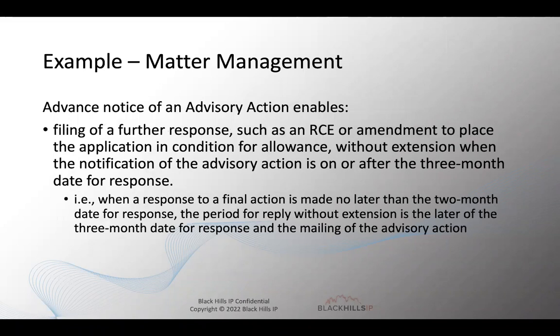So in advance notice of an advisory action, what's interesting there is if you file a response by your 2-month date after a final office action, the period for reply without extension extends until the later of the 3-month date, or when you receive an advisory action. So if you don't receive an advisory action until after the 3-month date, the notification of an advisory action that's going to be coming before it's mailed to you can allow you to quickly file an RCE or an amendment or whatnot, to either place the application in condition for allowance, or to file your RCE before any further extensions are due.